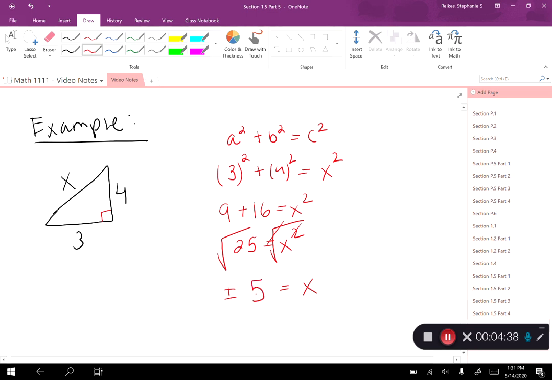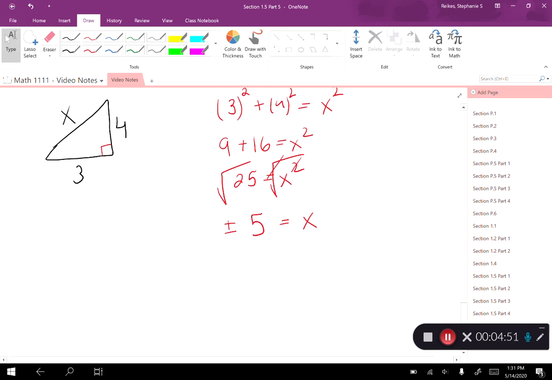Now, let's be careful. Even though I took the square root and had to add in that plus or minus sign, we're talking about a triangle, and that is distance. So for distance, we always want to have a positive number. So for this triangle, we only want the +5 solution.